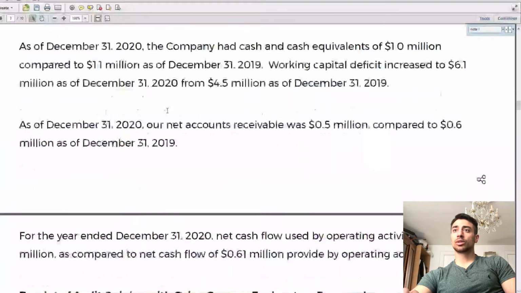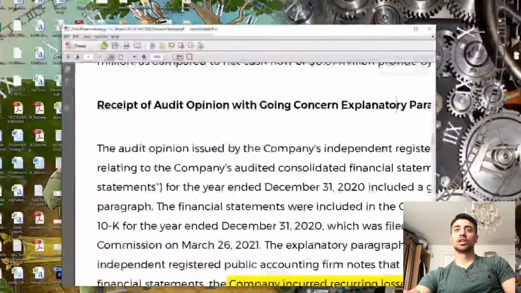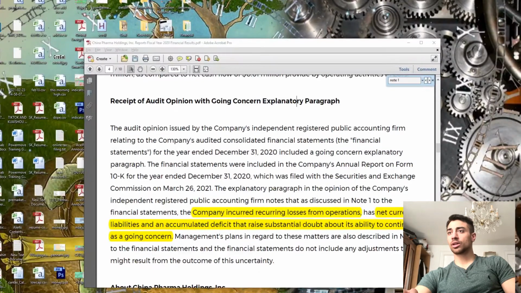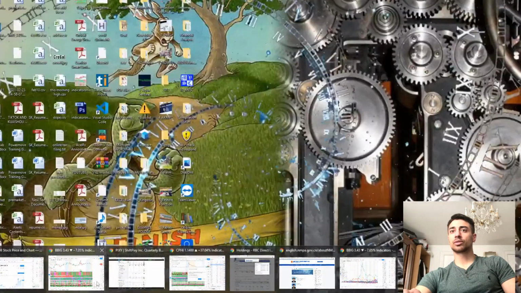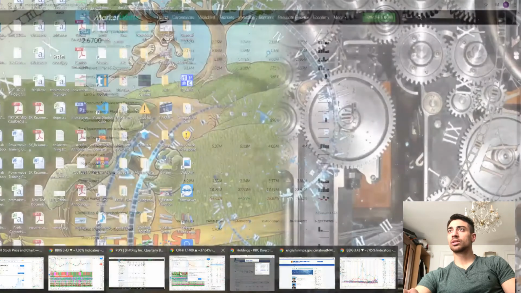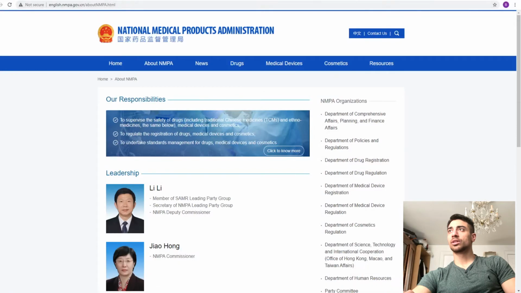And then there was this receipt of audit opinion with going concern explanatory paragraph. So somebody on StockTwits posted something saying, where was it? Let me just find it for 1 second. Hold on. Oh, come on, let me find it. Okay, here it is. Here it is.